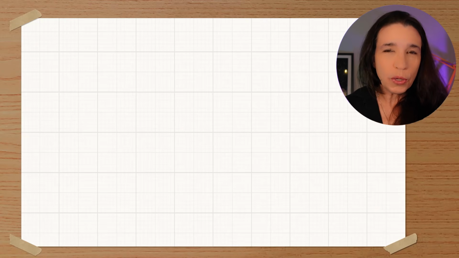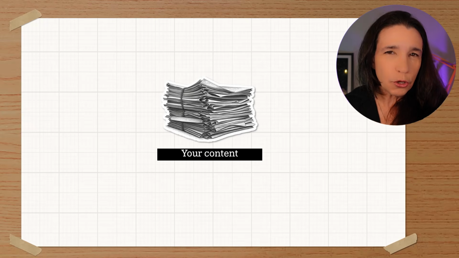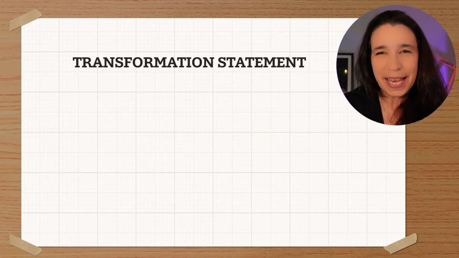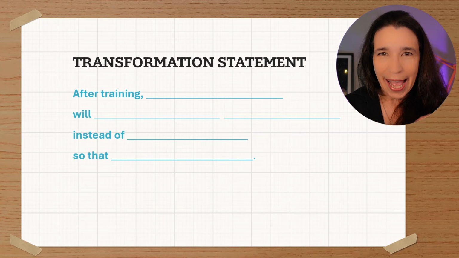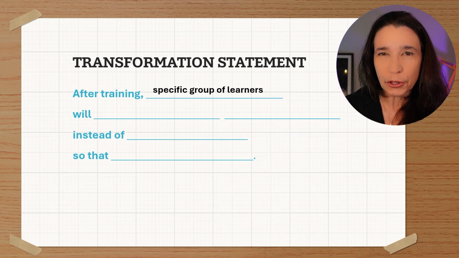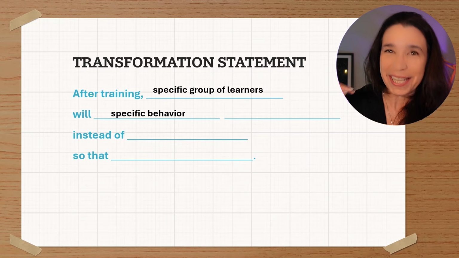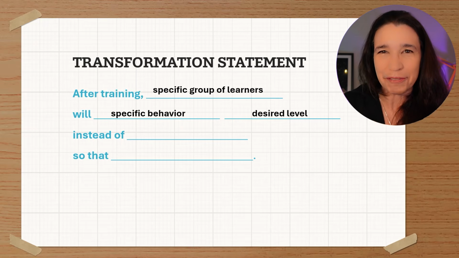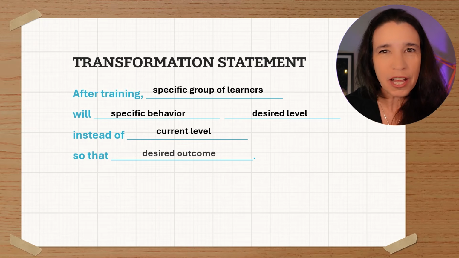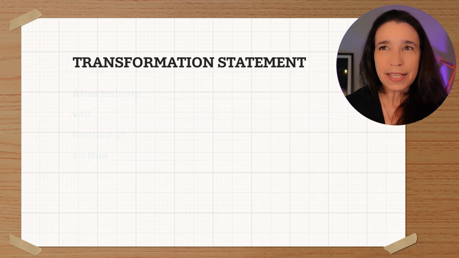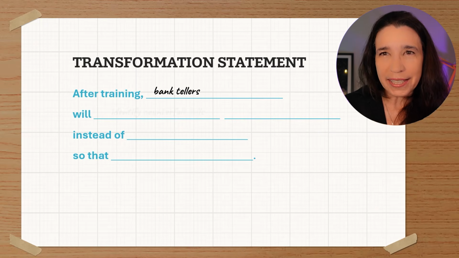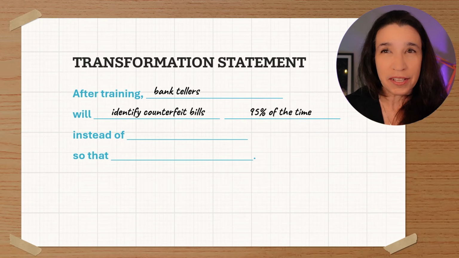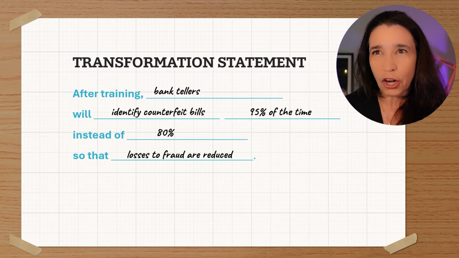Okay, so what we're doing with these questions is really looking at your content and trying to extract from it a statement that looks something like this. After training, some specific group of learners will perform a specific behavior at a specific desired level instead of their current level so that some desirable outcome is achieved. So let's say the statement is, bank tellers will identify counterfeit bills 95% of the time instead of their current 80% so that losses to fraud are reduced.